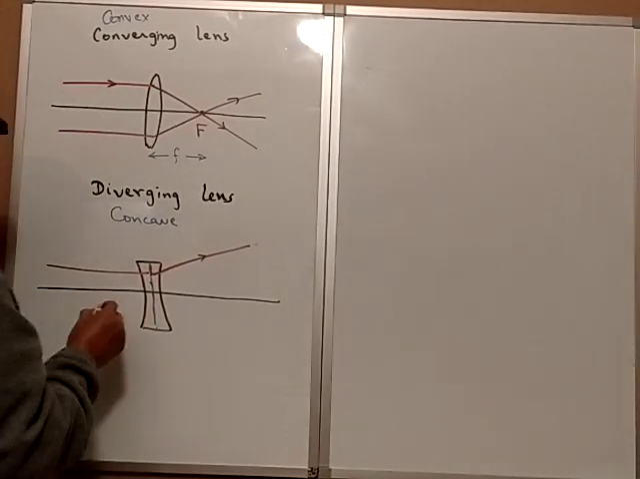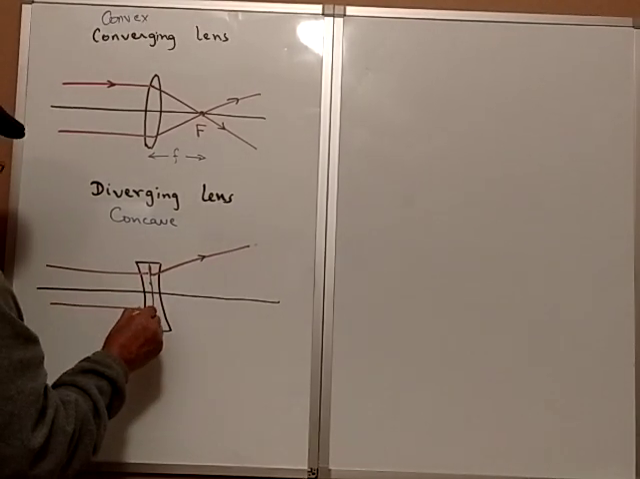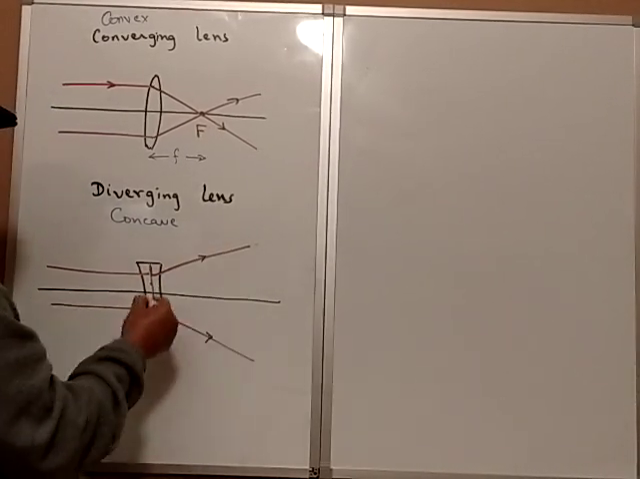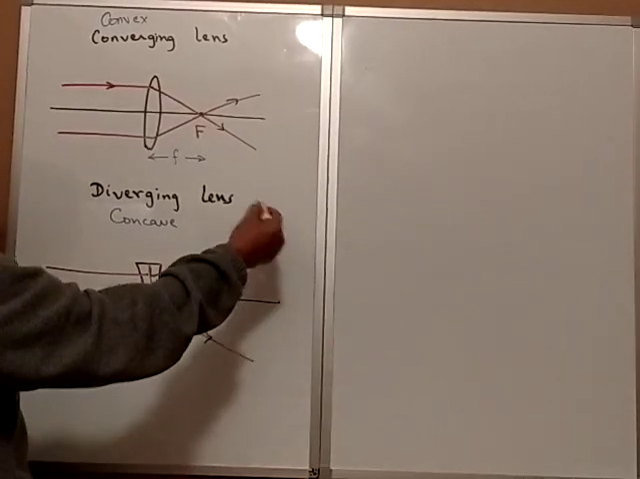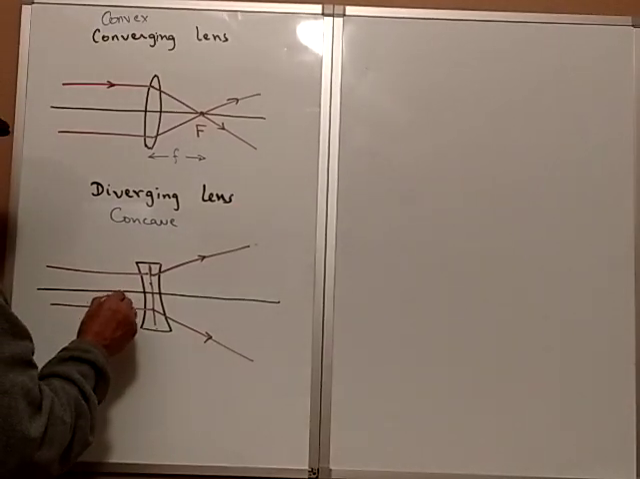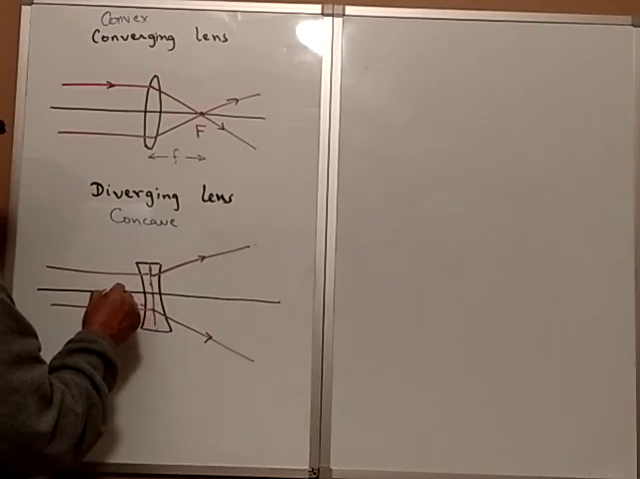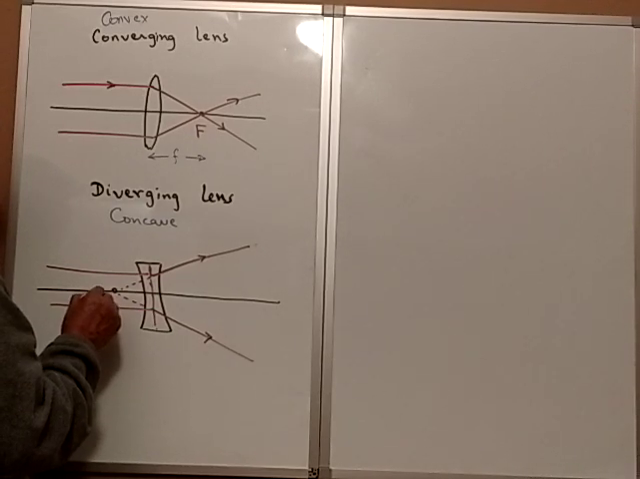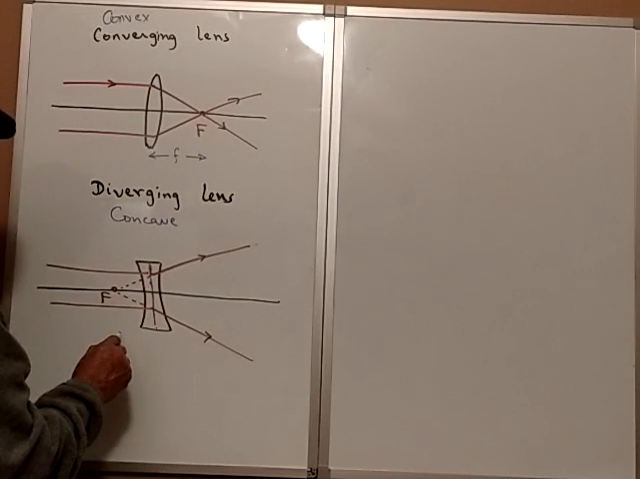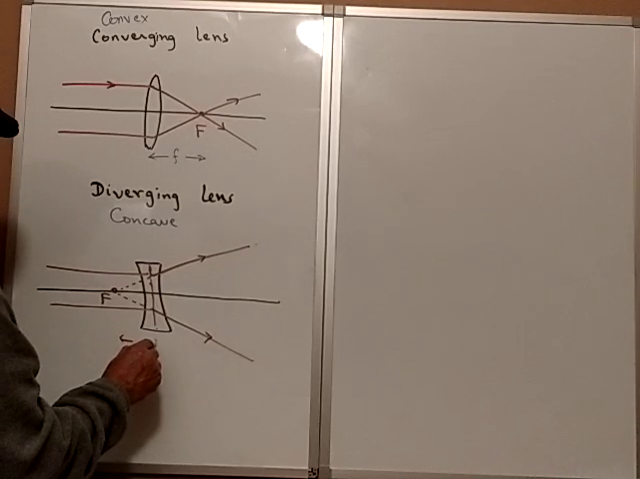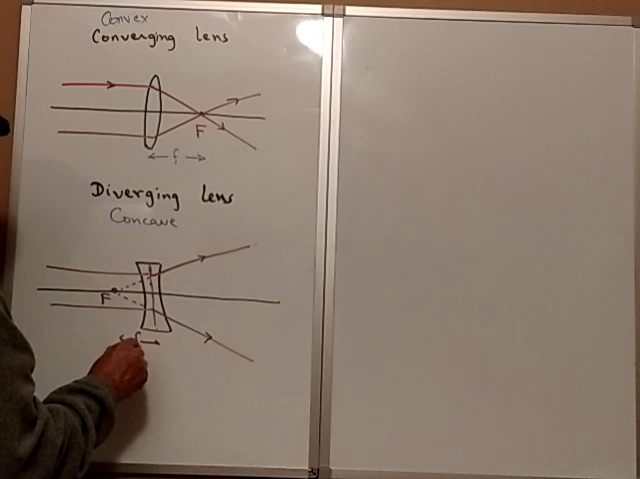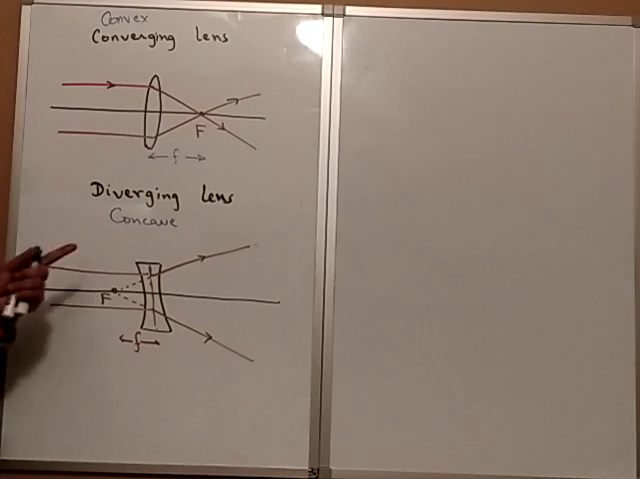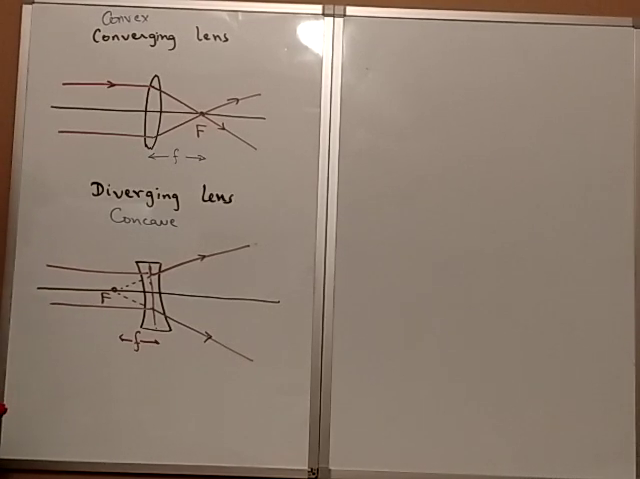The light ray goes like that. Another parallel ray will go out like that. So these rays are diverging, going away from each other, and they look like they are coming from the same point. And that point is the focal point F for this diverging lens, and the distance between the center of the lens and the focal point is called little f, the focal length for the diverging lens. Alright?